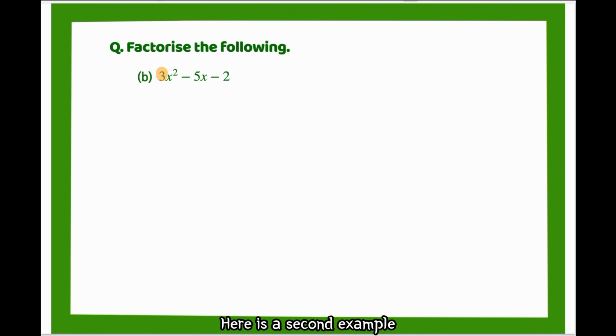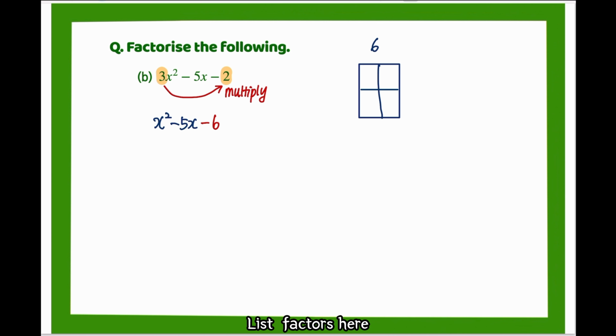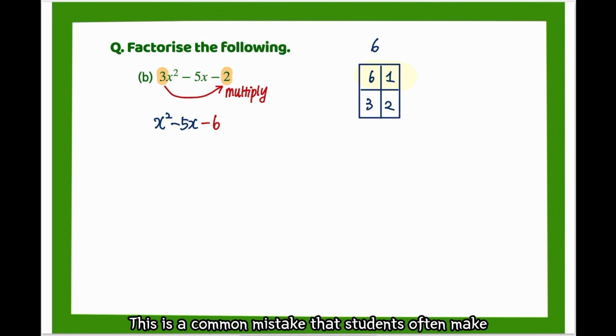Here is a second example. Multiply a and c. Then the expression turns into x squared minus 5x minus 6. Find two numbers that multiply to minus 6 and add to minus 5. List the factors here. This is a common mistake that students often make.